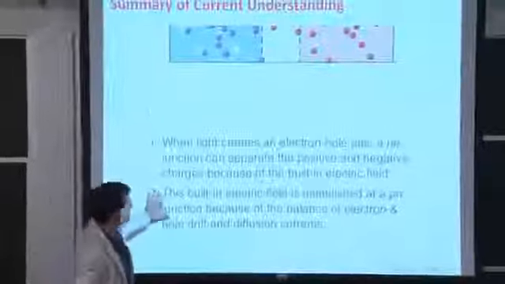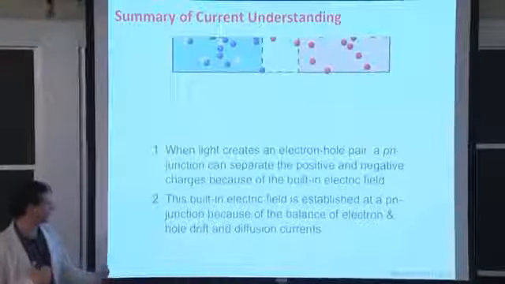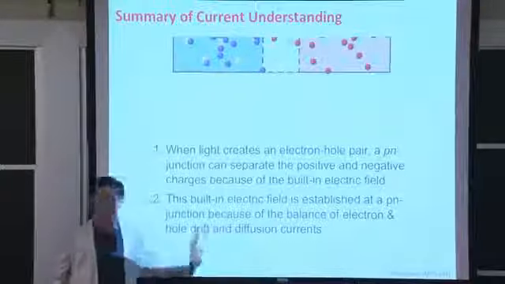That's pretty nifty. So the built-in electric field is established at the p-n junction because of the balance of drift and diffusion currents for both electrons and holes.